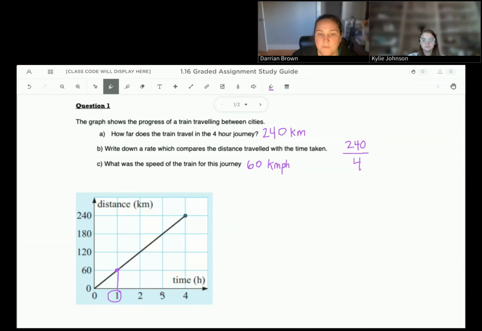So if you had 3 hours, it perfectly sits in the middle of 4 squares. So you could do 180 divided by 3. You'd get the same thing. You could also do 120 divided by 2. You get the same thing. They all equal 60.